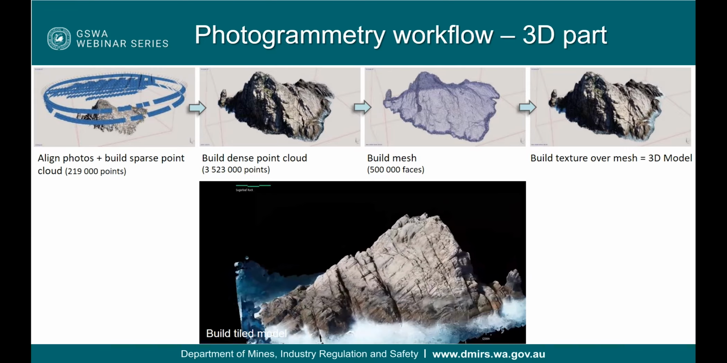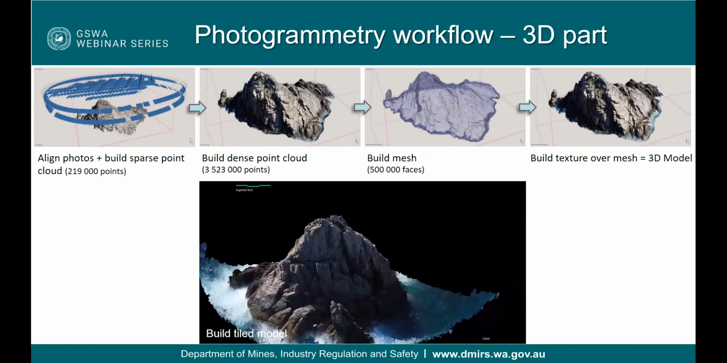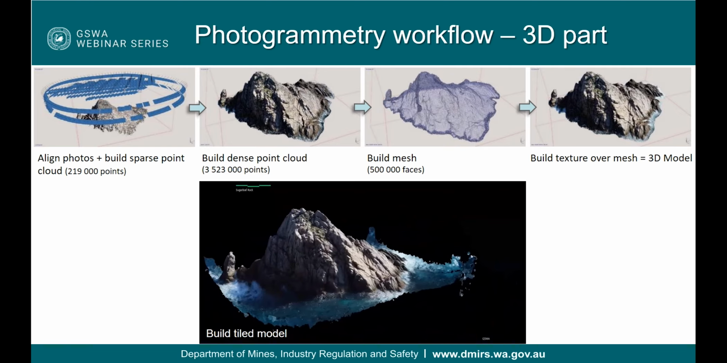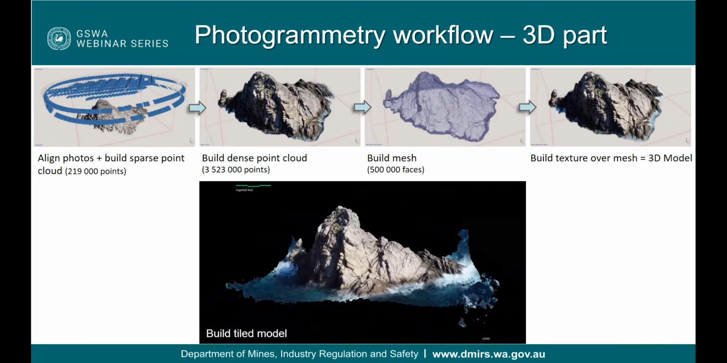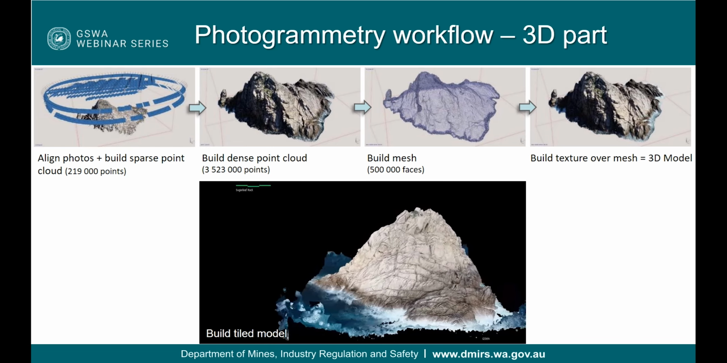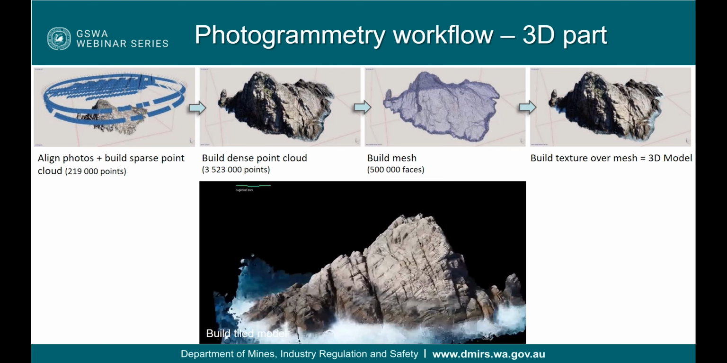In the first step, the software aligns the photos and creates a sparse point cloud. Each point is located in 3D space and contains an RGB attribute, so the point cloud is colored. You can see here the locations and angles from which the photos were taken.